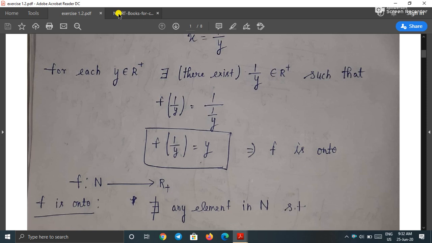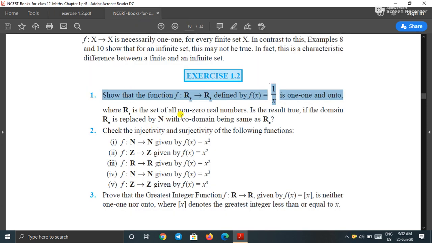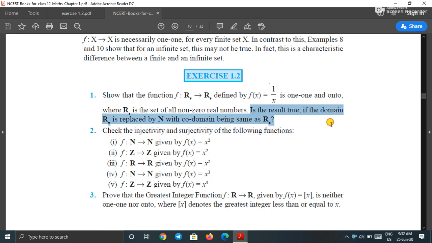Now the next part of the question: is the result true if the domain R star is replaced by N with the codomain being the same as R star?